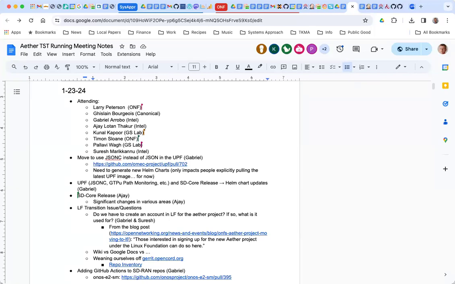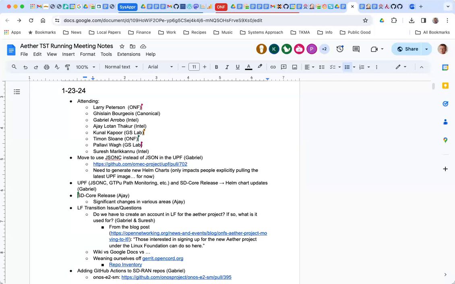I have a very pedantic question here, and maybe this is just terminology, but I want to get it straight. When I saw the next bullet, SD core release, I assumed that was both control and user plane. The way you phrased it, UPF stands independent of SD core. I'm getting very pedantic here about what we call things. When you say SD core, in your mind, are you talking about the control plane only? Is that correct? No, not necessarily.